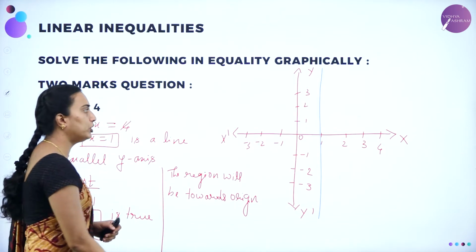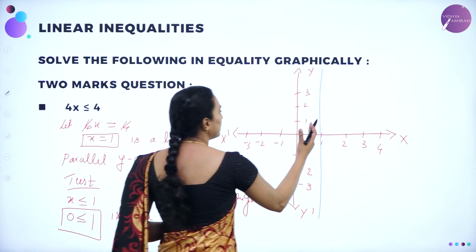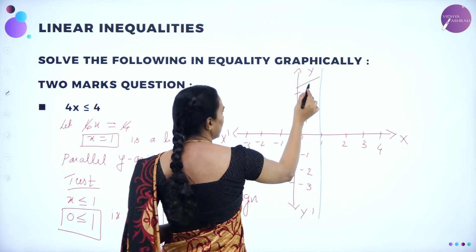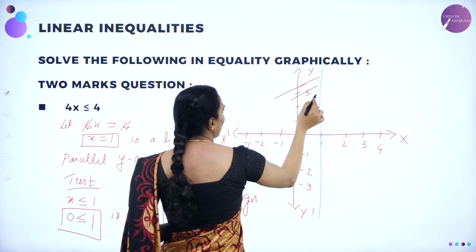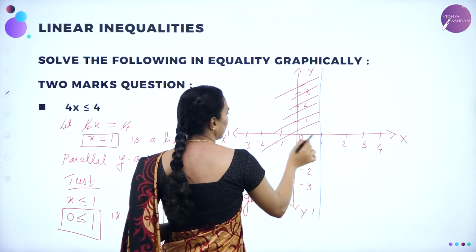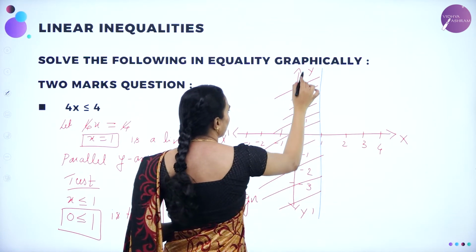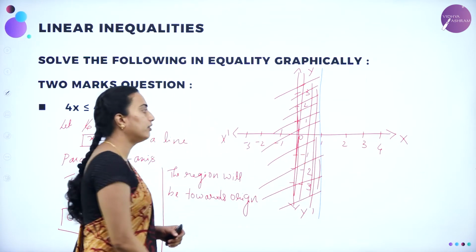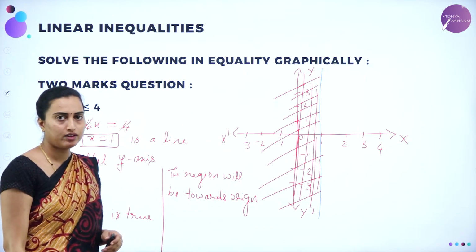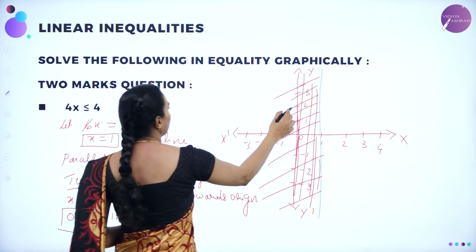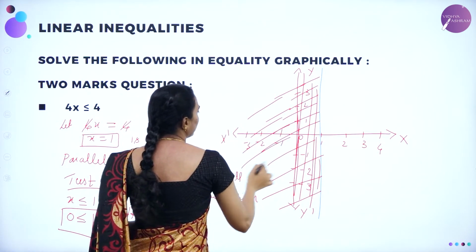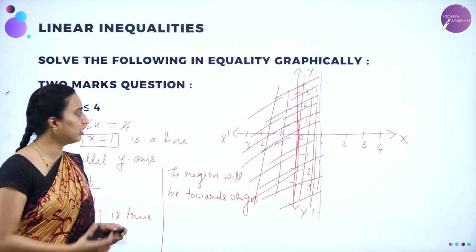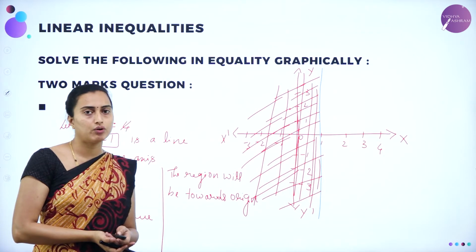So the region will be towards the origin, meaning how will it come? This is away from the origin, this is towards the origin. The origin is here. Therefore this is the region you are going to have towards the origin. Okay, this is the line that will be satisfied. I hope you got this one, how to draw the line. You can form any design you want. This is the graphical representation you are going to follow.